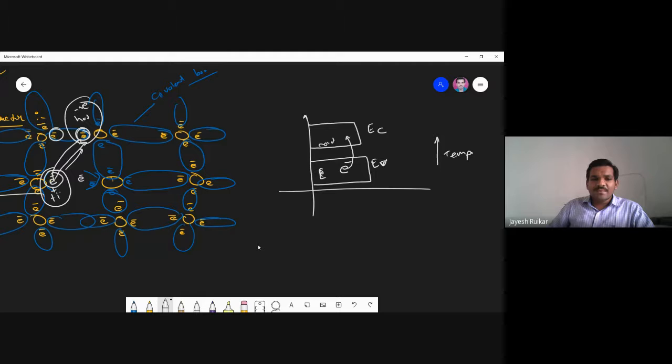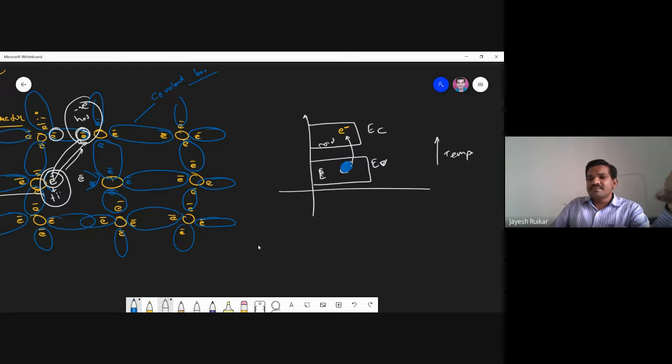So what happens in this valence band? This electron goes towards this side. What happens to the valence band? It will make a hole. So this hole is created here in the valence band. In this way, electron transfer will be there.